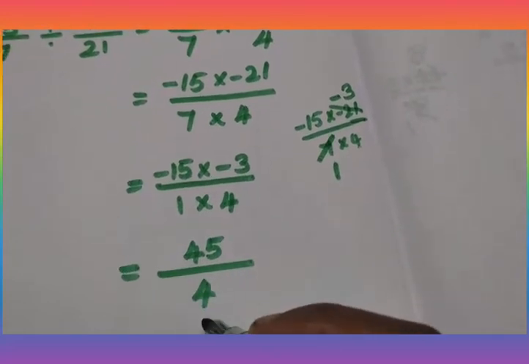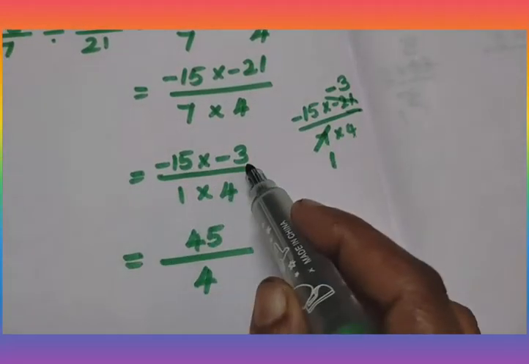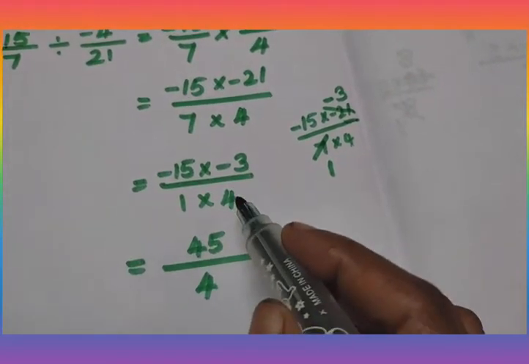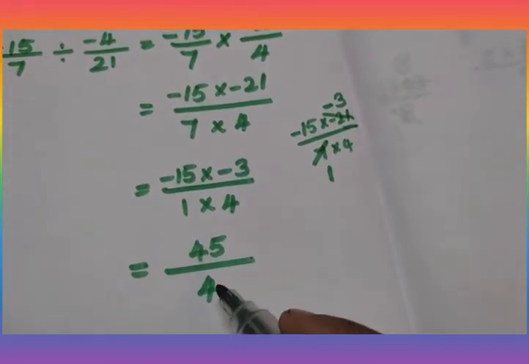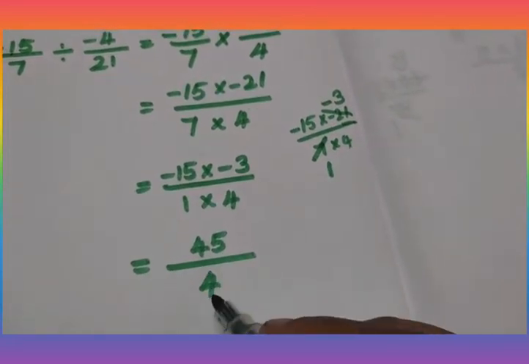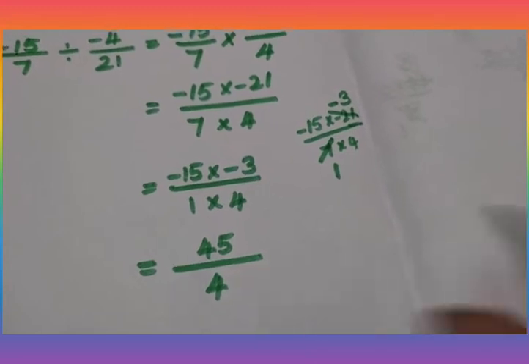45 by 4. Okay children, 15 threes are 45. Then 1 into 4 is 4. So what's the answer? 45 divided by 4 is the answer.